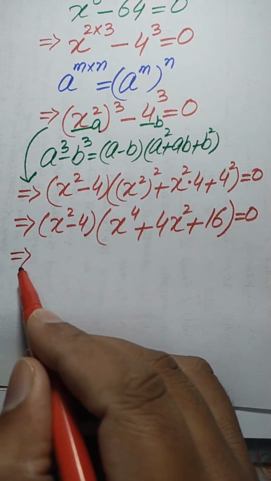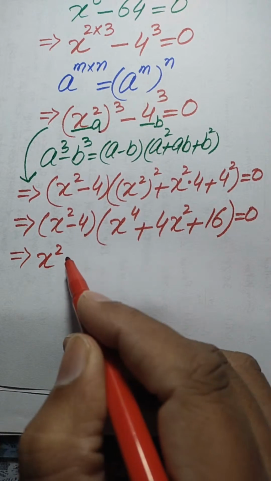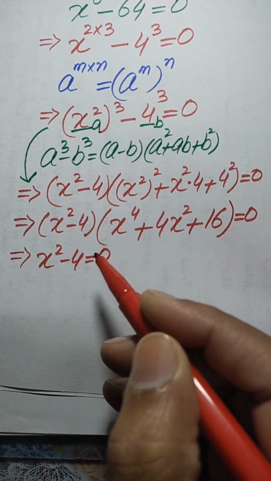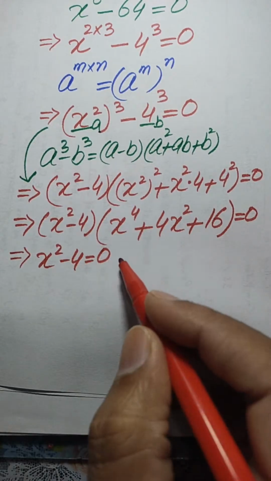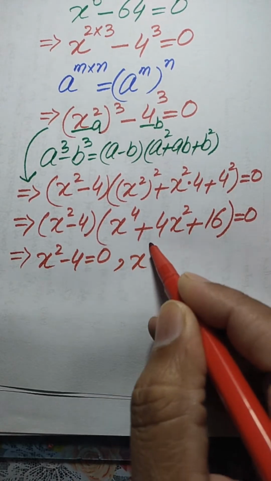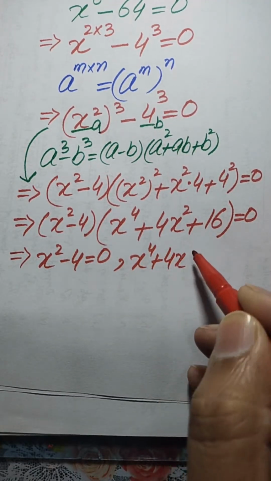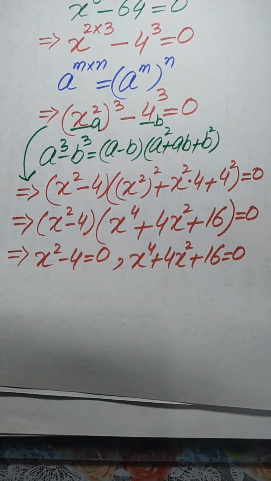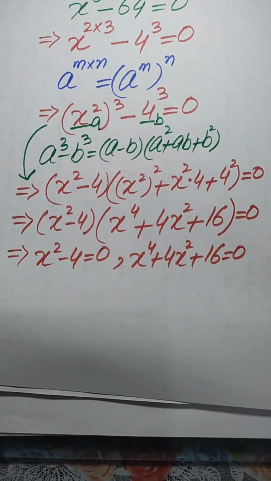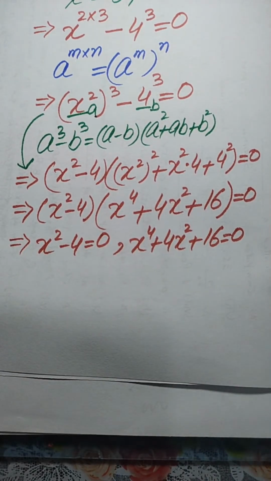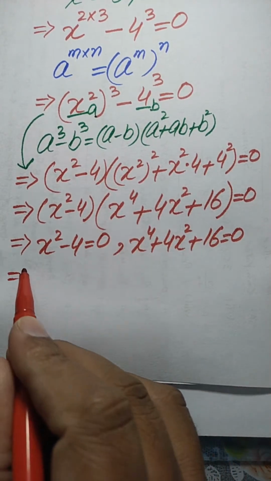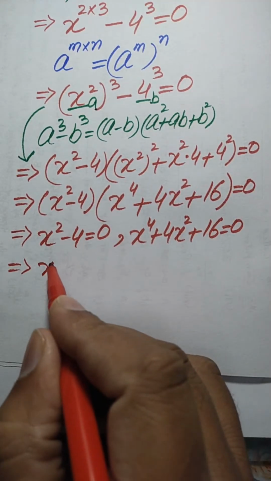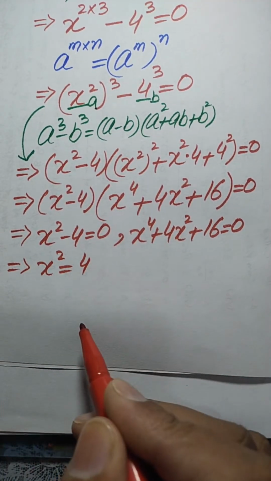the two cases. The first case is x square minus 4 equals 0, and the second case is x to the power of 4 plus 4 times x square plus 16 equals 0. So this is our second case, and in the next step we find the roots of both of these two equations. From this equation we move this minus 4 to the right hand side, and it becomes x square equals 4.